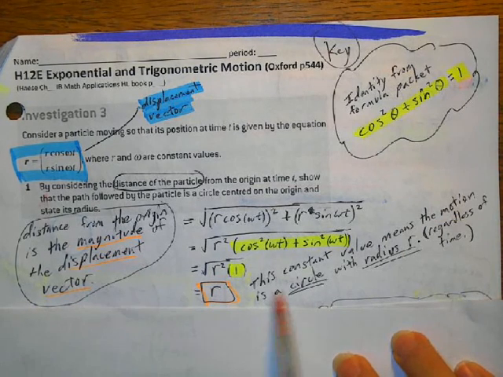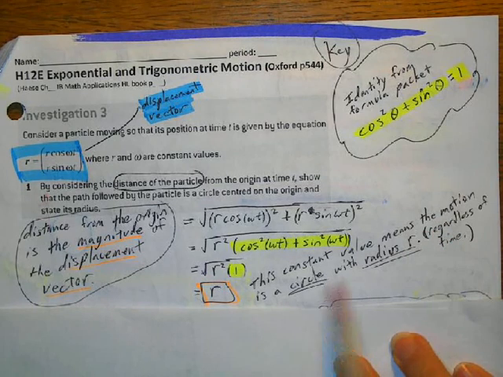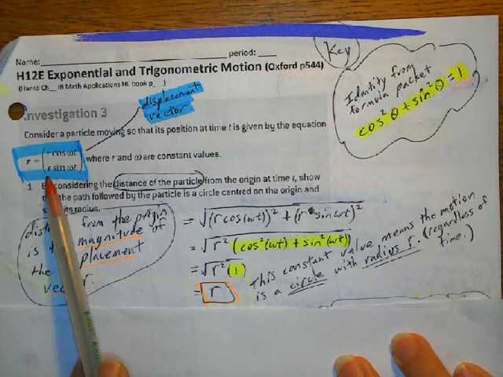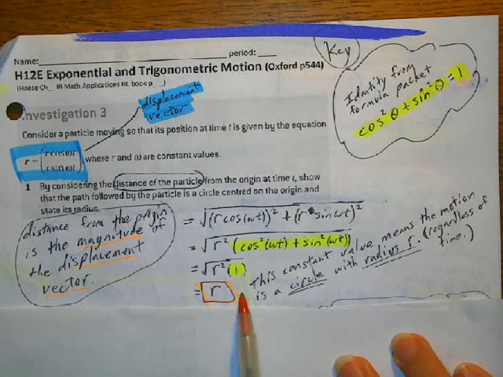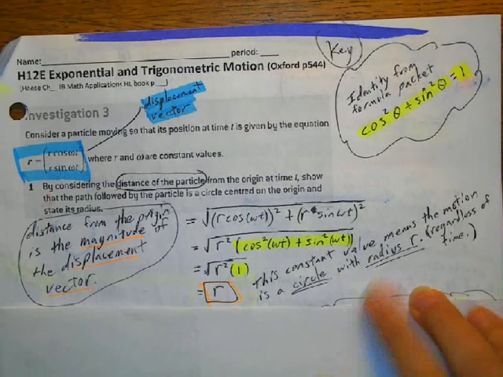So since this is a constant value, that means the motion is a circle and the radius is r regardless of time. Notice there's no t in this final answer. So regardless of wherever I am in this displacement vector, the magnitude is always going to be r. I'm always going in a circle with this displacement vector.